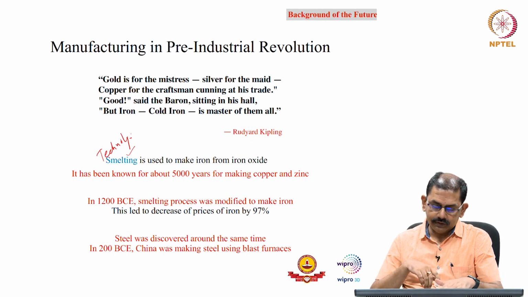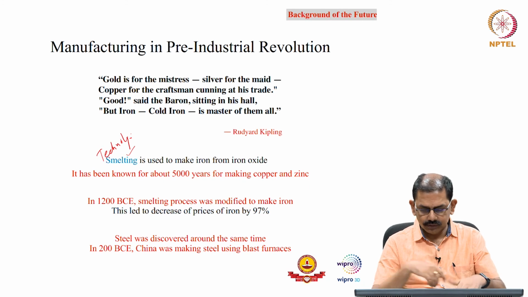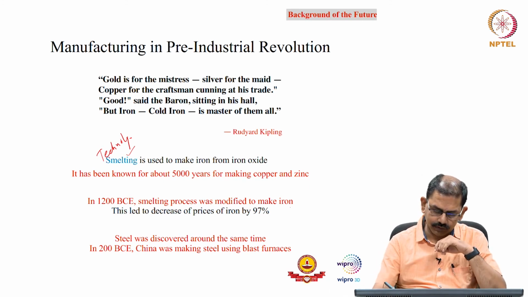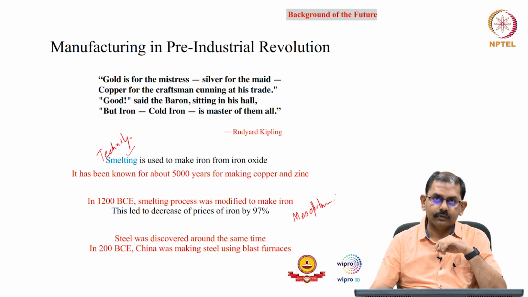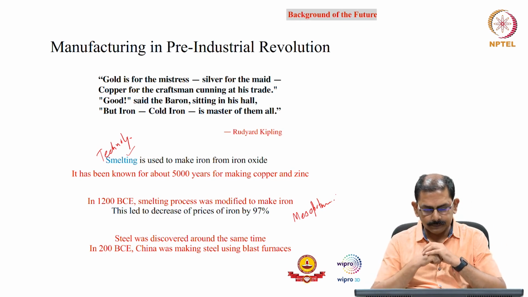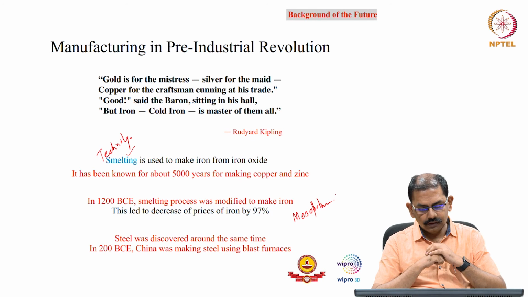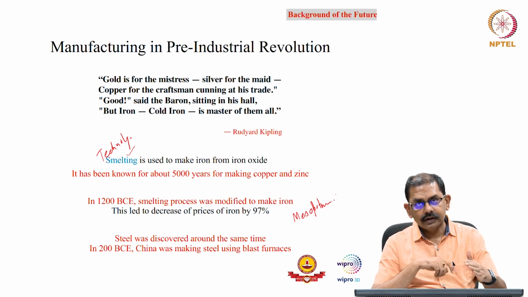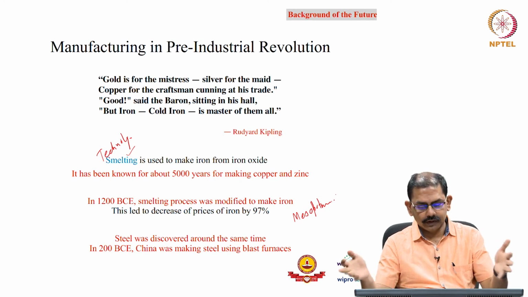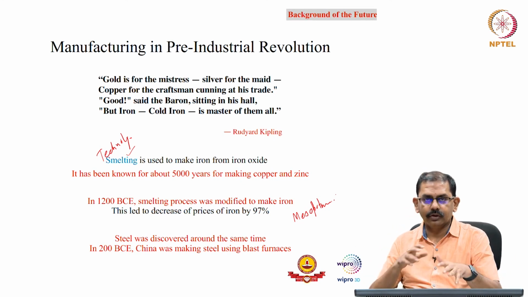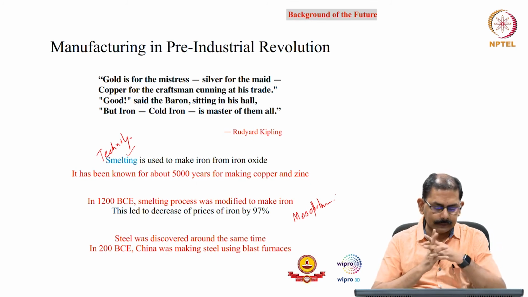And steel was also discovered around the same time. This process was in Mesopotamia, right, which may be closer to modern Iraq. And so steel was also discovered around the same time. I'm pretty sure that all of you know you can get different kinds of steel, but when we talk about steel, we are talking about an alloy, right?